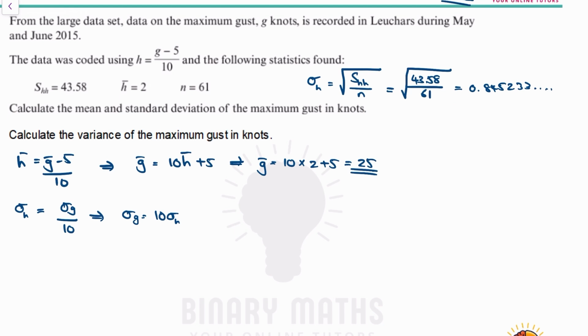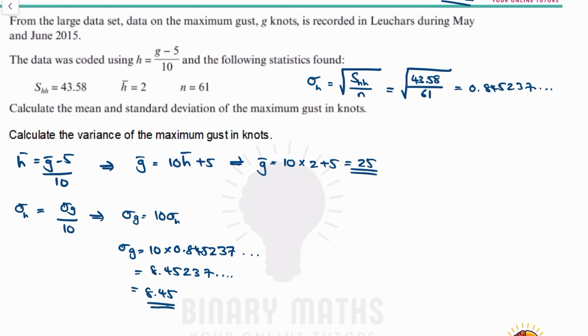So if I go back here, sigma of G, the original data, will be 10 times sigma of H, which is 0.845233 times 10, which is 8.452337, which is 8.45 when rounded.